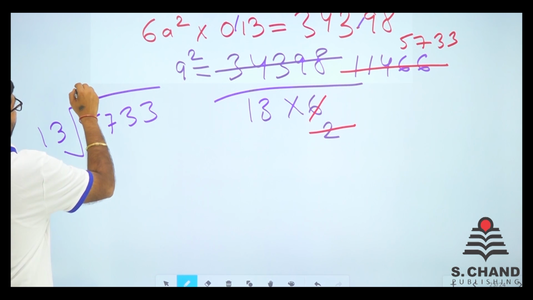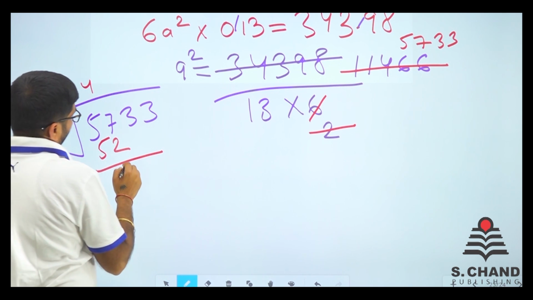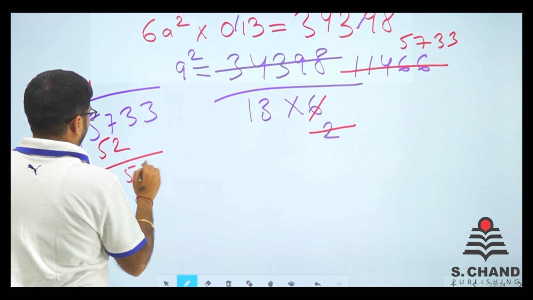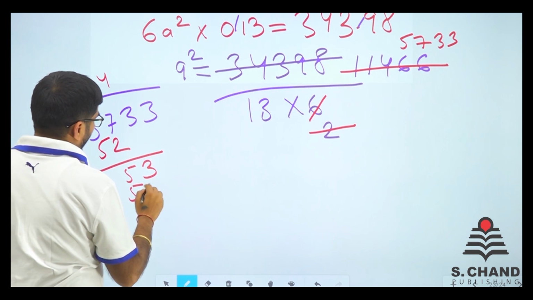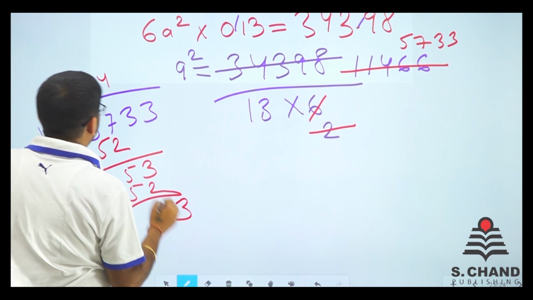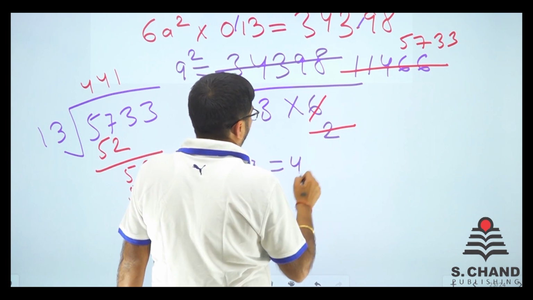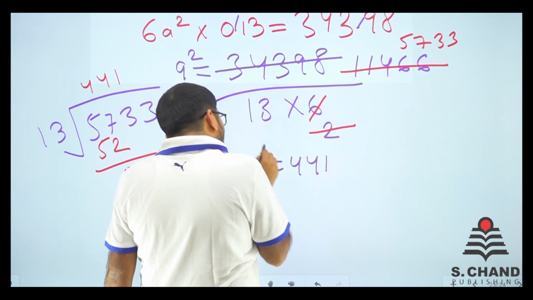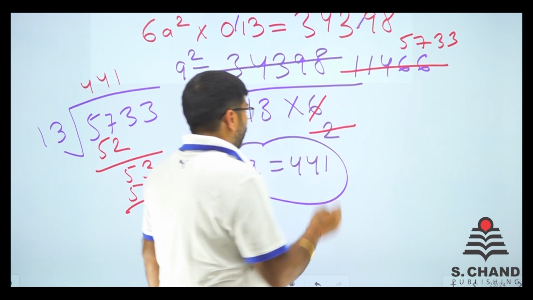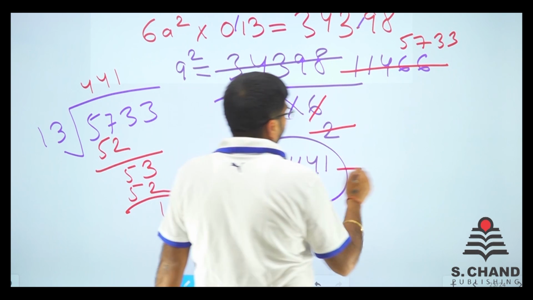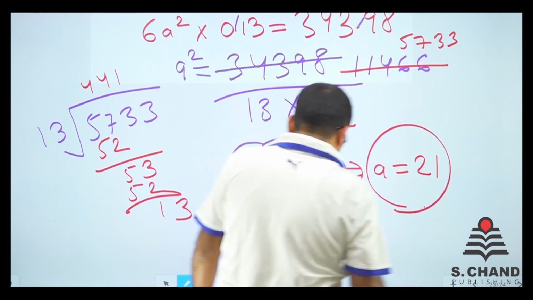So 13 into 4 is 52. We have got here 7 minus 2, 53. Again we have 4 times, that is 52. We got 1, 3, 13, that is 441. So a square is equal to 441 and that is the square of 21. So a square is equal to 441. That means a is equal to 21. So we have got the side here, right?